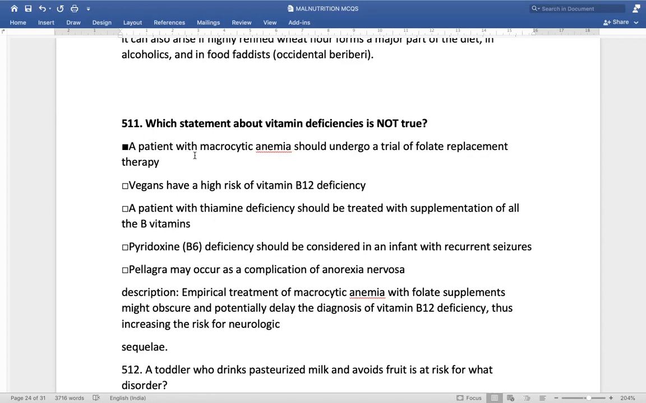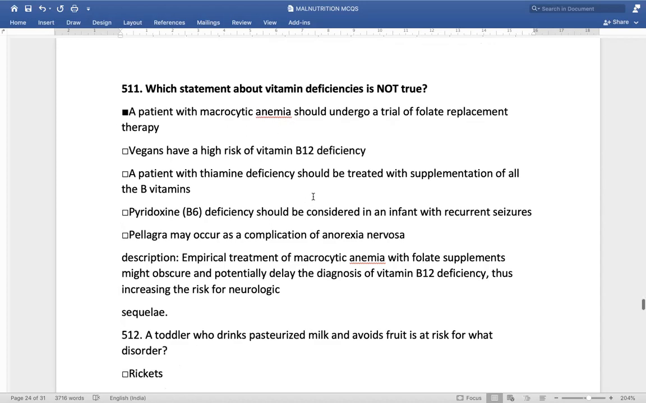So the wrong answer is, in a case of macrocytic anemia, if we give only a trial of folate, it will unmask the vitamin B12 deficiency. It will worsen the vitamin B12 deficiency. So what happens if you give folate to a macrocytic anemia? The folate, along with whatever B12 the body has, will be channelized into metabolism in the RBCs. So more vitamin B12 will go into RBCs. So it will precipitate the vitamin B12 deficiency, and the child or patient can develop B12 deficient symptoms.